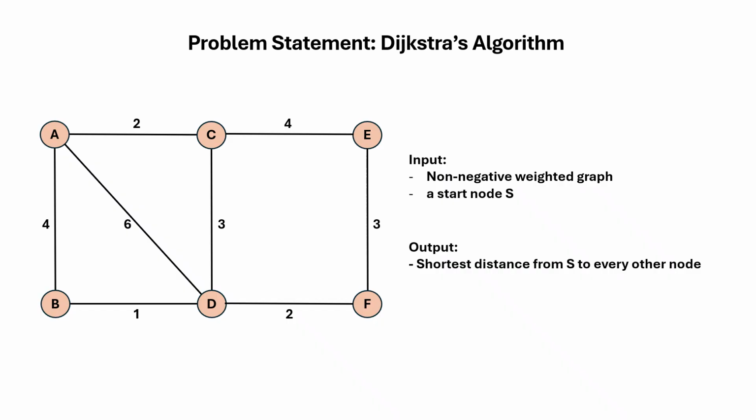Formally, the input is a non-negative weighted graph like this one and a start node S. In our example, that will be node A. And the output is the shortest distance from S to every other node in the graph. And we will also be able to reconstruct the actual shortest path. Like if we have to go from A to F, the shortest path could be A to C to D to F. So the question is, given this graph and a start node A, how can we systematically find the shortest distance to all other nodes without checking every possible path? Now let's run this algorithm step by step on this graph.